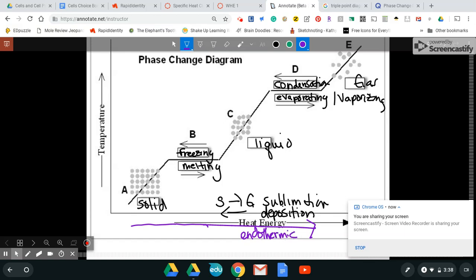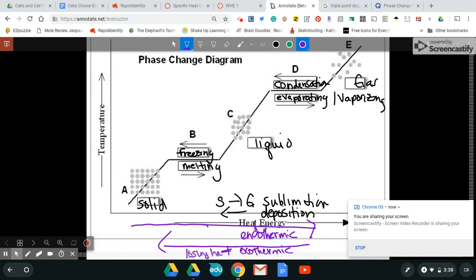Okay. But if I go back and I go from the gas all the way to the solid, I'm going to be losing heat, or giving off heat, not really losing it. Okay. And that is going to be exothermic because that heat, as it moves to the surroundings, is going to allow it to change from the gas to the liquid to finally the solid.